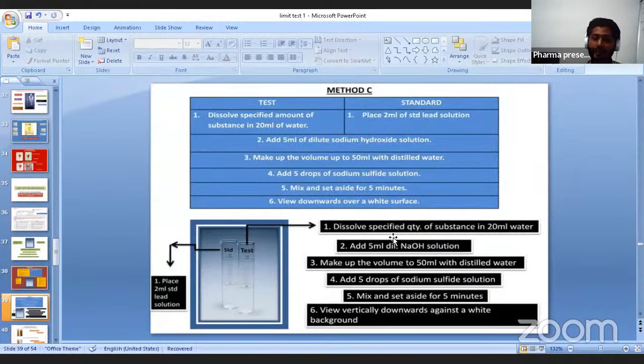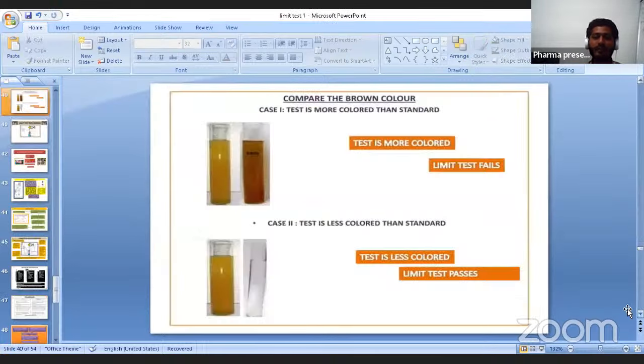Like for method C, dissolve the specified quantity in 20 ml water. Sodium hydroxide is used in method C, and make up the volume to 50 ml with water. Then sodium sulfide is used for getting the color. Okay, so mix and set aside for 5 minutes. View from above against the white background. So you can see the color difference. If it is having more color, it fails the test. If it is having less color, it will pass the test.